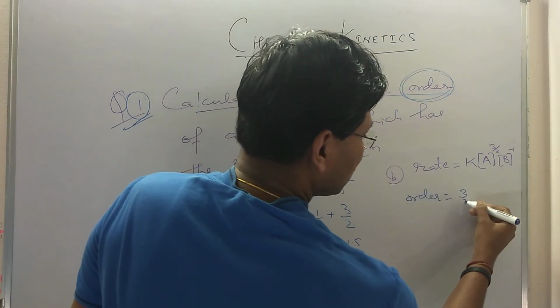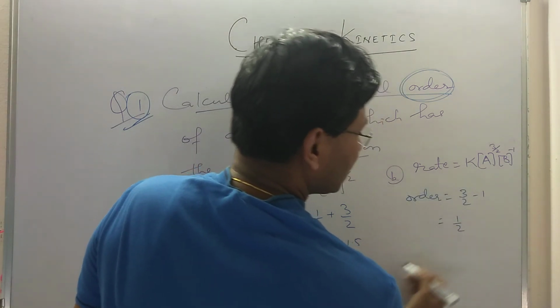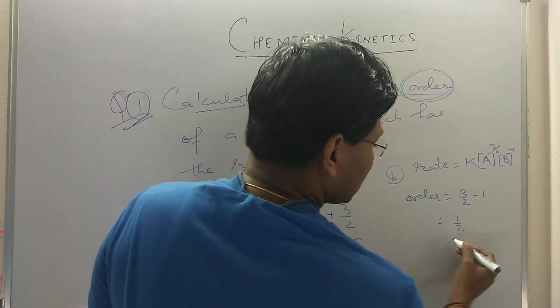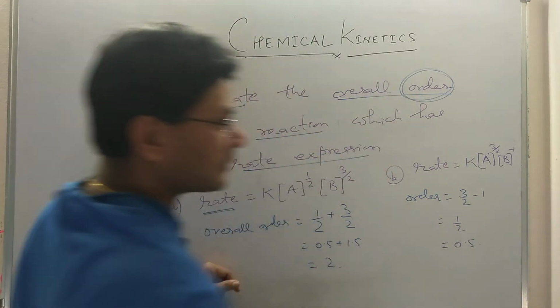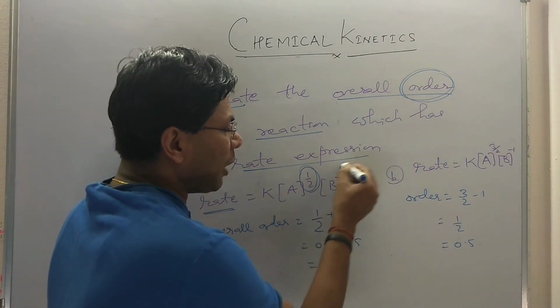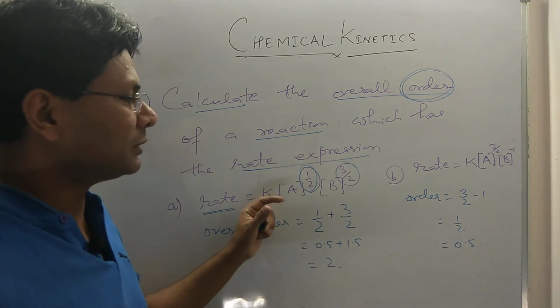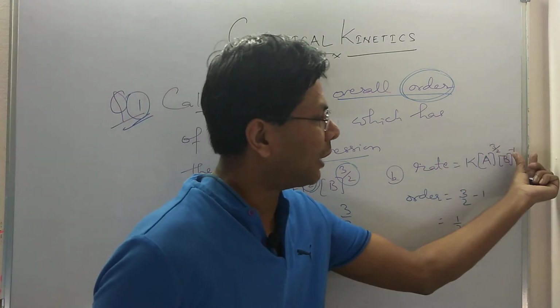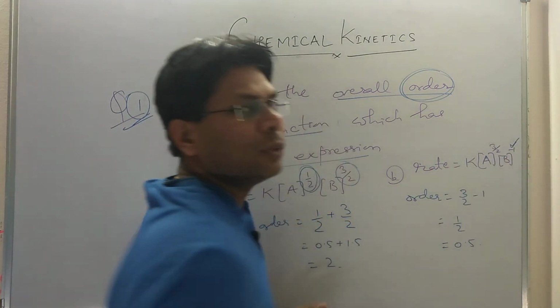Here 3/2 minus 1, that is half. That means it is 0.5, a half order reaction. So this way we find out the overall order. What we do is add the powers in the reactant concentration terms. So here 3/2 minus 1, because it is negative with respect to B.